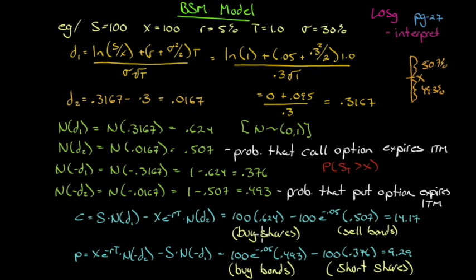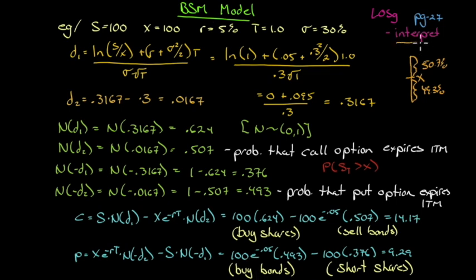So what we do is we look at the call at 14.17 and say, well, fine, I can buy the call or I could just do this. And same with the put. I can buy the put for 9.29 or I could just do this. I can buy bonds. I can short the shares, take the proceeds from shorting the shares, short it in this ratio. Let's say I'm doing 100 shares. I would short 37.6 shares. Use the proceeds to buy bonds in this value, 0.493 or 49.3% of whatever this value would be.